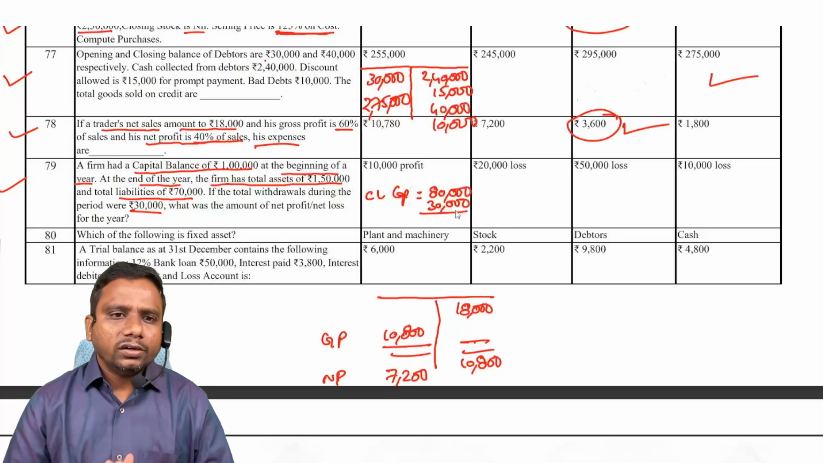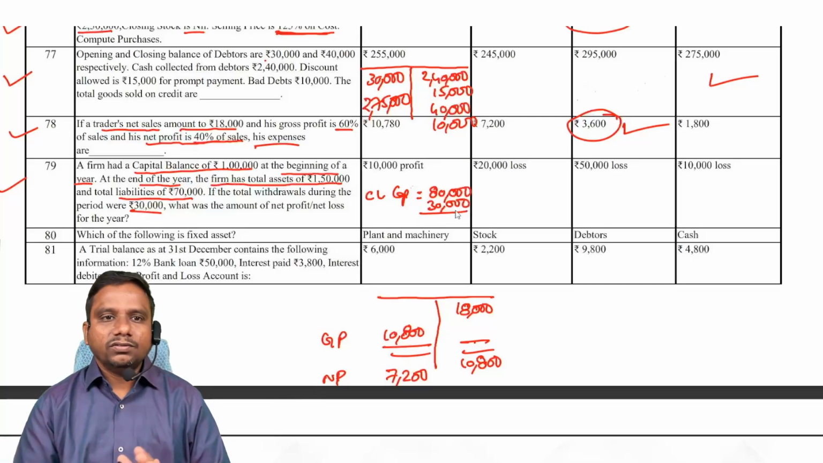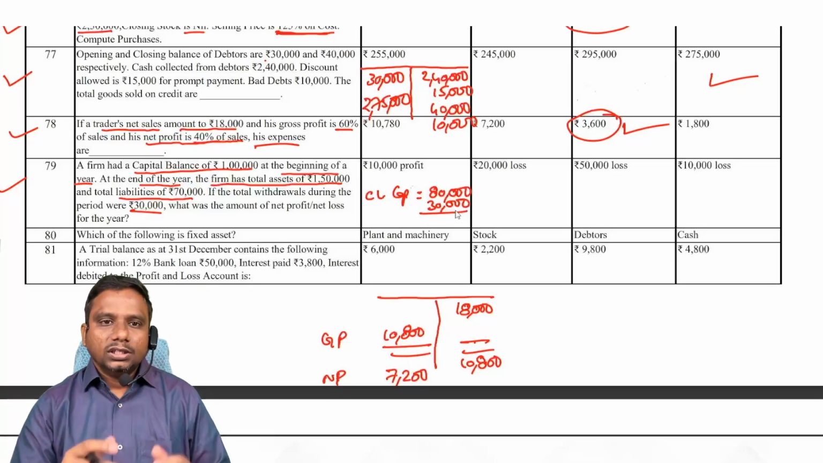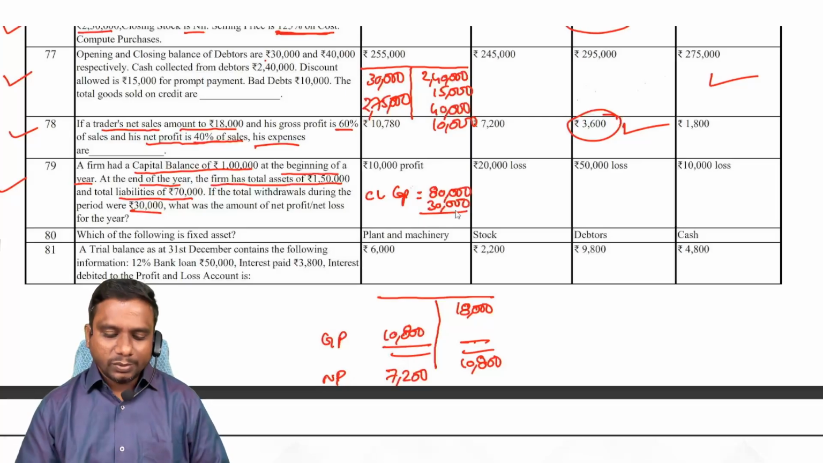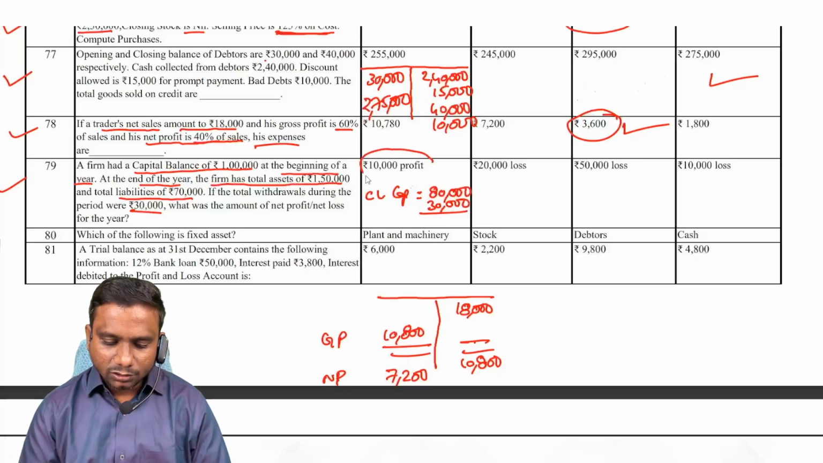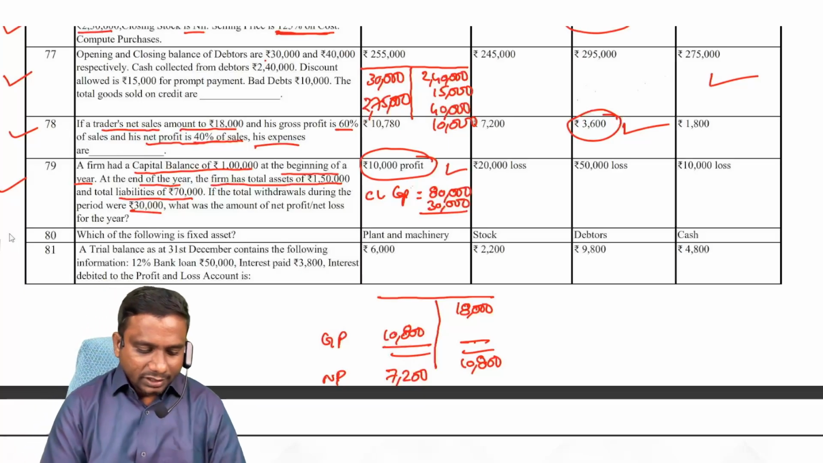How do you calculate closing capital? Closing balance of assets minus liabilities. 1 lakh 50,000 assets, 70,000 liabilities. Remaining 80,000 rupees is closing capital. Drawings added back, 1 lakh 10,000. Opening capital 1 lakh. So remaining profit is 10,000. So profit is 10,000. So option 1 is correct.